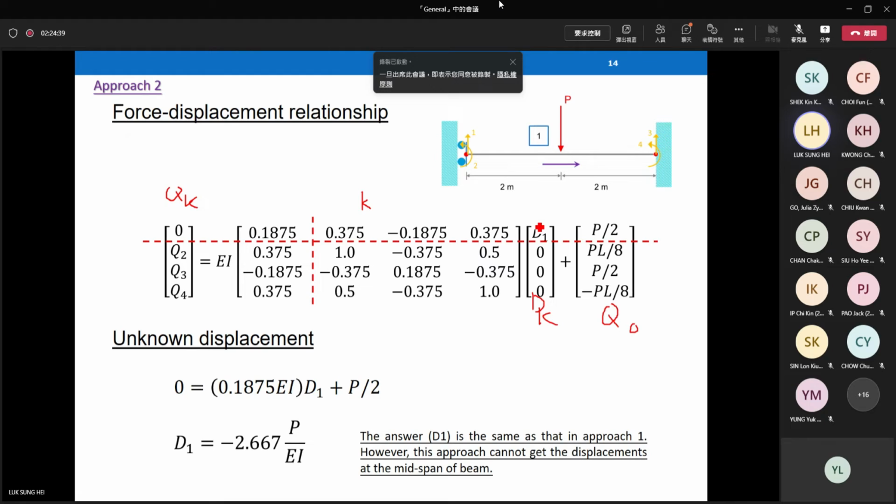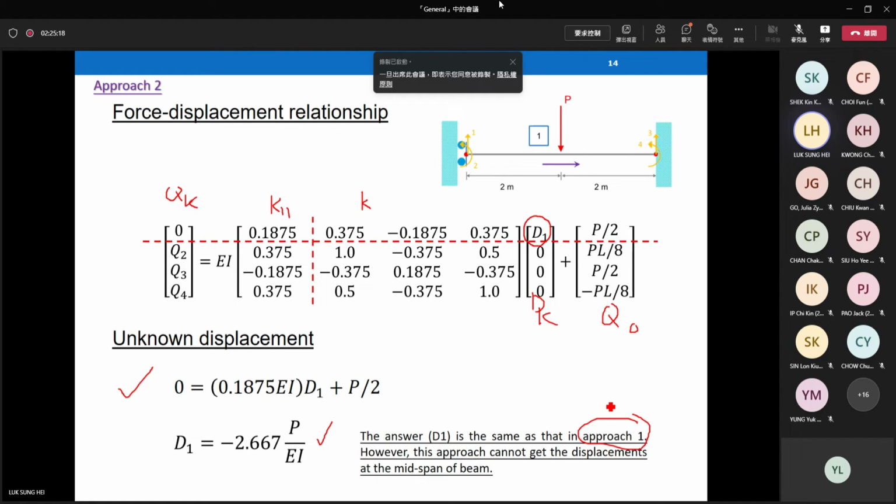And then you can do a matrix partitioning, cutting. You have only one unknown displacement. So K1 is a 1 by 1 matrix. 1 by 1 is actually not a matrix, it's a scalar, right? So how to find D1? You just need to solve a very simple equation with one unknown. Everyone should be able to do it. Then you can find D1 equal to minus 2.667 P over EI. This answer is exactly the same as what we did in the previous approach 1. Same value. You can check yourself.